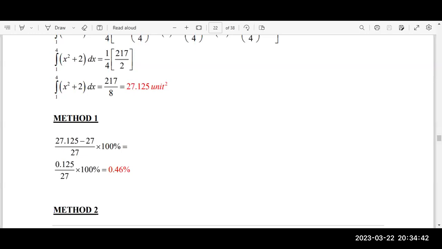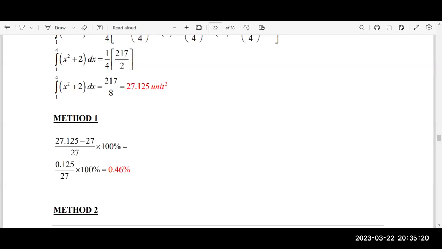So I'm just going to find the difference, and the difference is going to be 0.125. And the 0.125 now is going to be divided by the 27 times 100%, which will give me 0.46%. So my percentage error is 0.46%. Now I want all of you to think of what I'm saying, because I am putting this into the real world. This is a real world calculation.